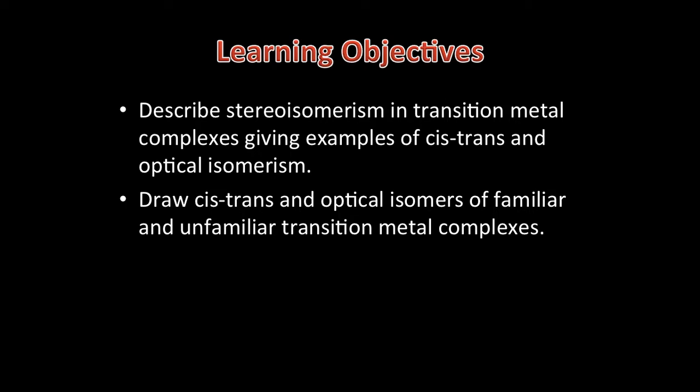The learning objectives for this lesson are to describe stereoisomerism in transition metal complexes, giving examples of cis-trans and optical isomers, and to be able to draw cis-trans and optical isomers of familiar and, importantly, unfamiliar transition metal complexes. This is a common exam question, so you'll need a pen and plenty of paper in this lesson to practice drawing the different types of isomers.